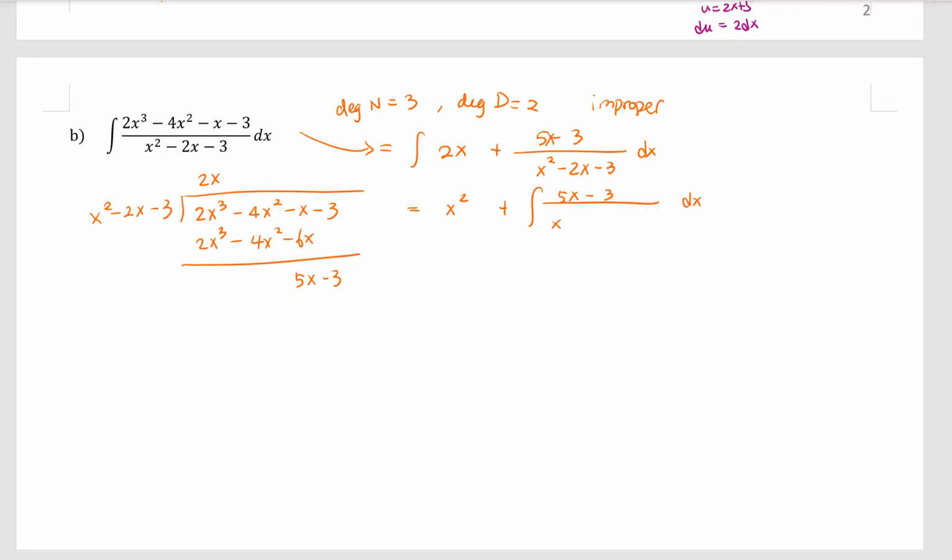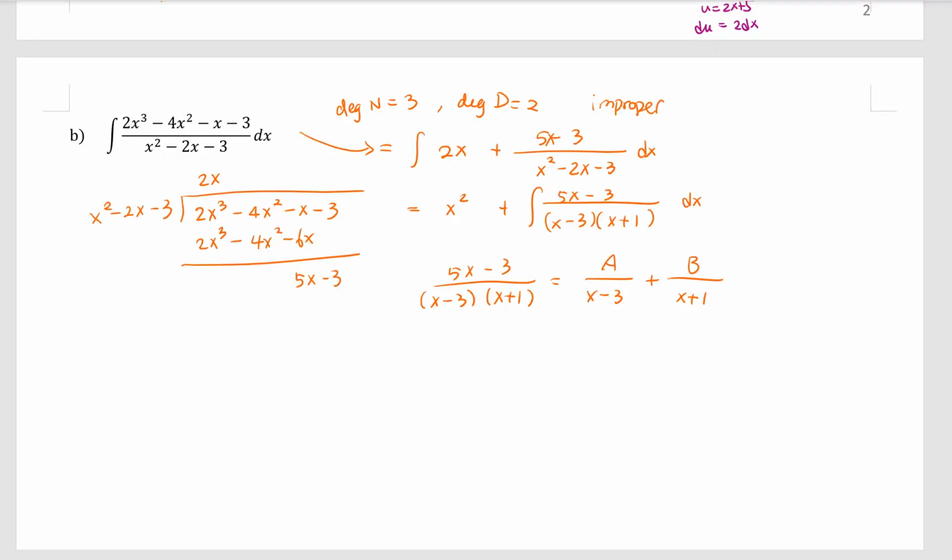Can we factor the denominator? That is x minus 3 and x plus 1, right, everybody? Okay, so both of them are linear factors. So 5x minus 3 over x minus 3, x plus 1. So both of them are linear factors. So this is how we set it up, and we put A and B here.